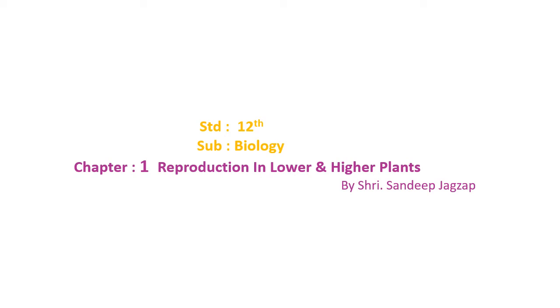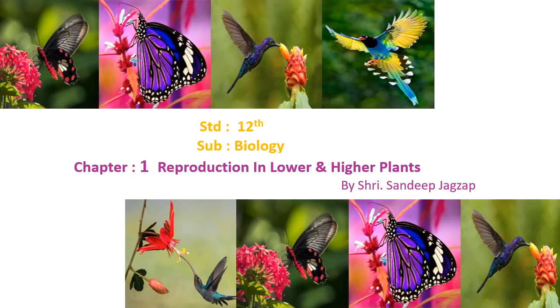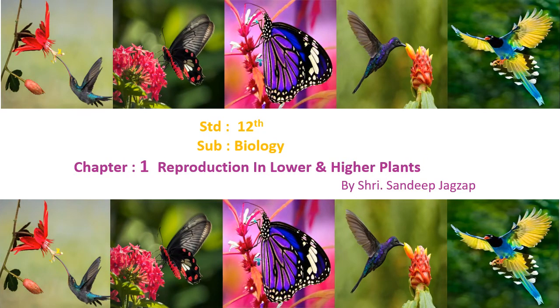Hello students, in our previous sessions, we have learned types of reproduction, structure of flower, development of male and female gametophyte, types of pollination and pollinating agents, contrivances for cross-pollination and outbreeding devices from chapter number 1, reproduction in lower and higher plants.